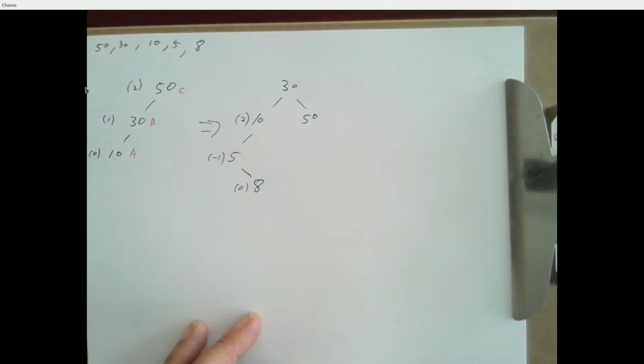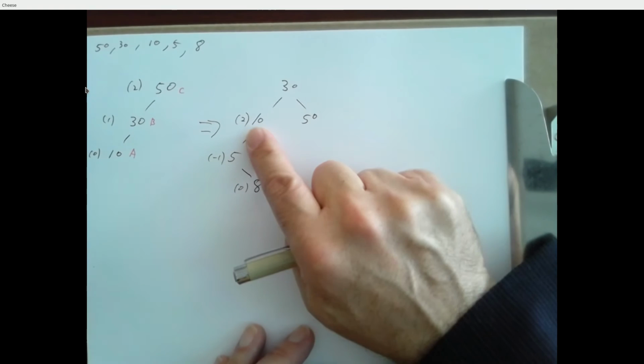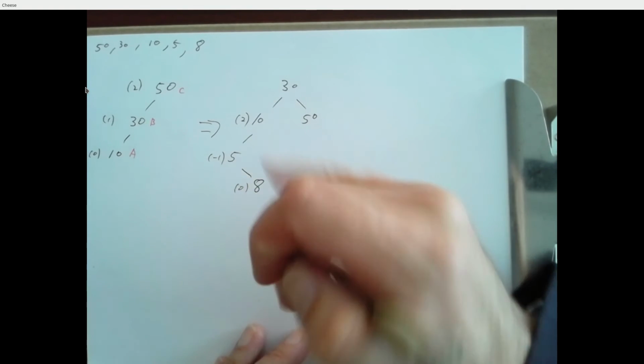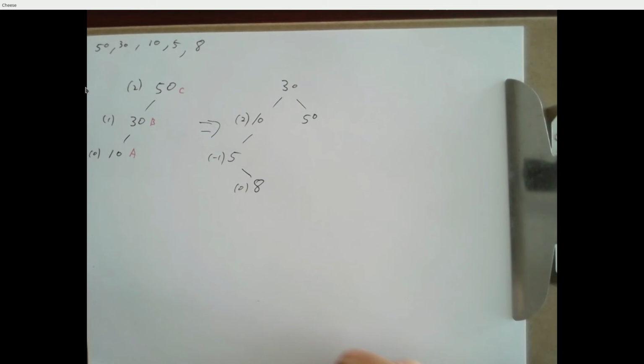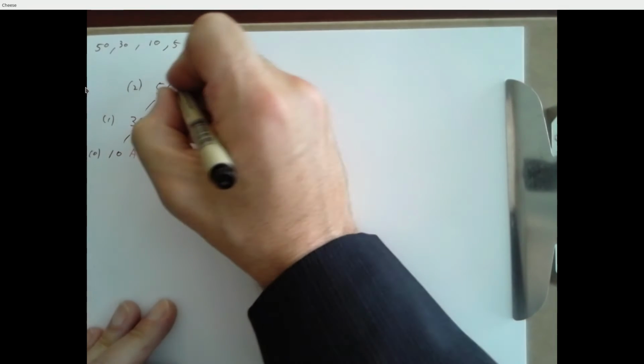If you get all the way to the root and none of the balance factors have been 2 or -2, you're still balanced. But as soon as you get to a point where a balance factor is 2 or -2, you stop right there and you say, okay, we've got to do a rotation here. So we've got a -1 and a 2, so this is our left-right case. So this was left-left.